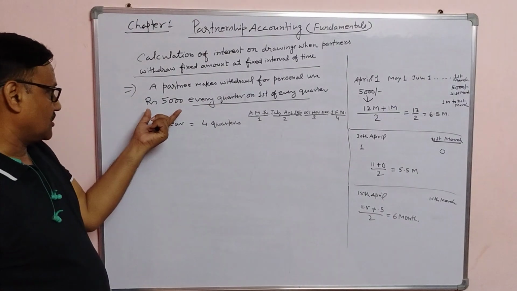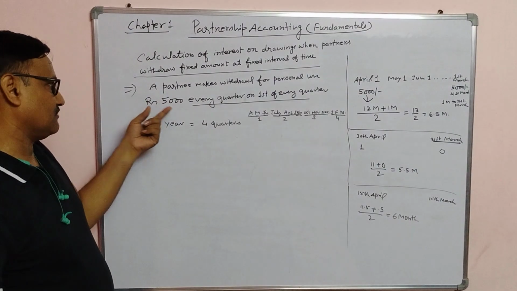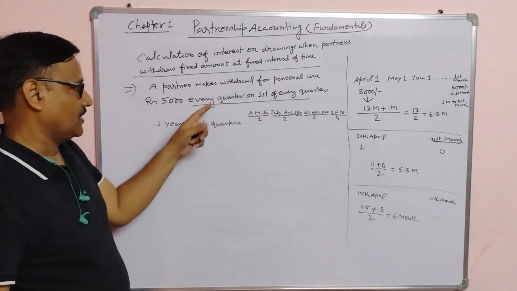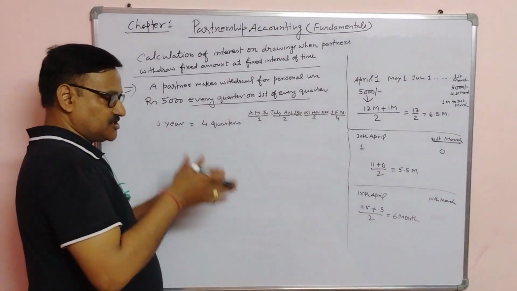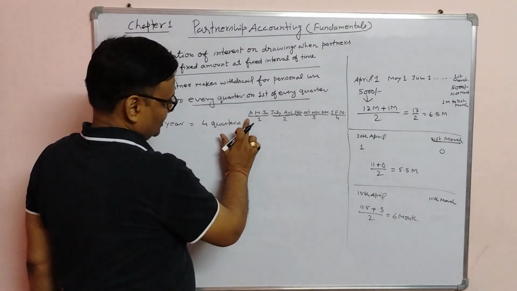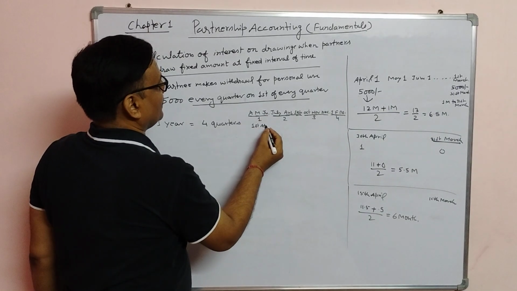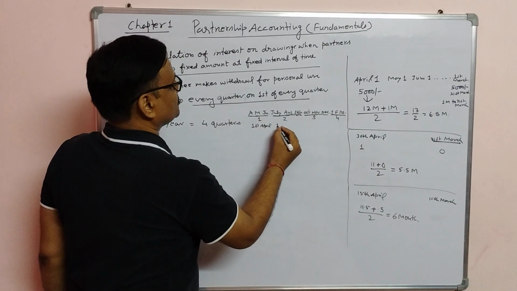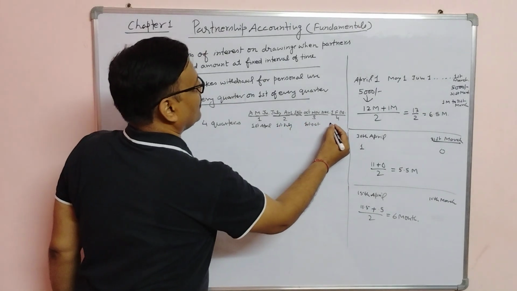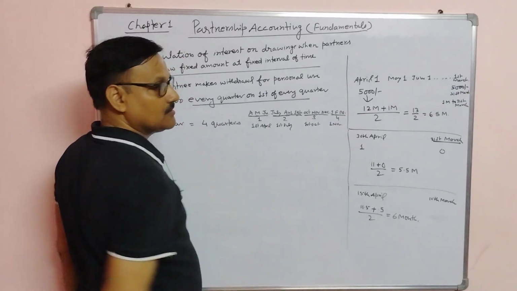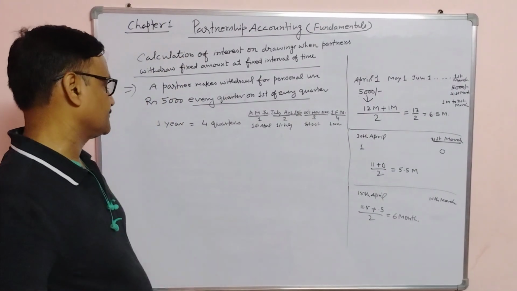And now the question has been given that the partner may withdraw for personal use rupees 5,000 every quarter on the first of every quarter. On the first day of the quarter. तो इसका मतलब कि अप्रैल मई जून वाले क्वार्टर में वो कब निकालेगा? 1 अप्रैल को निकालेगा. यहाँ पे 1 जुलाई को निकालेगा. यहाँ पे 1 अक्टूबर को निकालेगा और यहाँ पे 1 जनवरी को निकालेगा. जैसे हमने मंथली निकाला वैसे हम ये भी निकालेंगे.